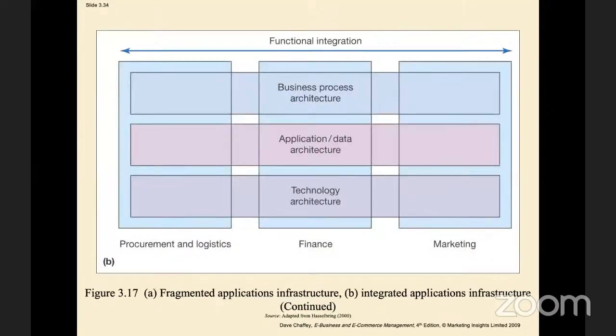So here is figure 3.17a as it was discussed in detail, that fragmented applications infrastructure, and in b, the integrated applications infrastructure. And what is that? Now the functional integration, it's both ways, and it has procurement and logistics, and then finance, and then marketing. In finance we have business process architecture, application data architecture, and then technology architecture.